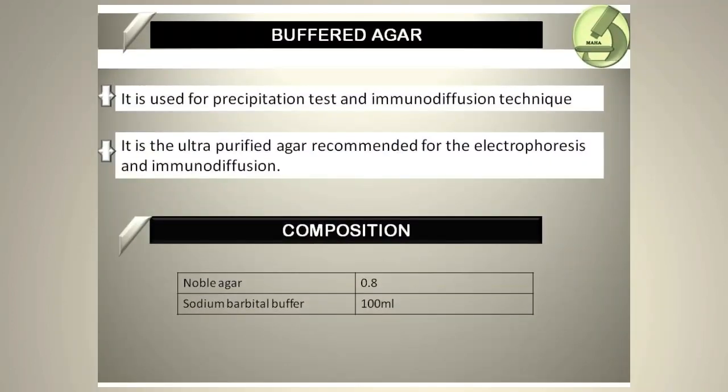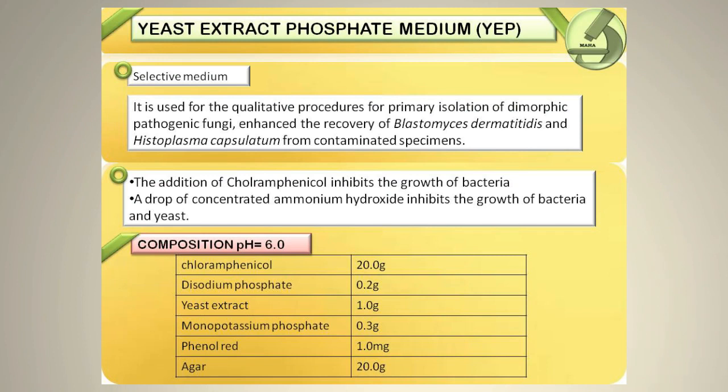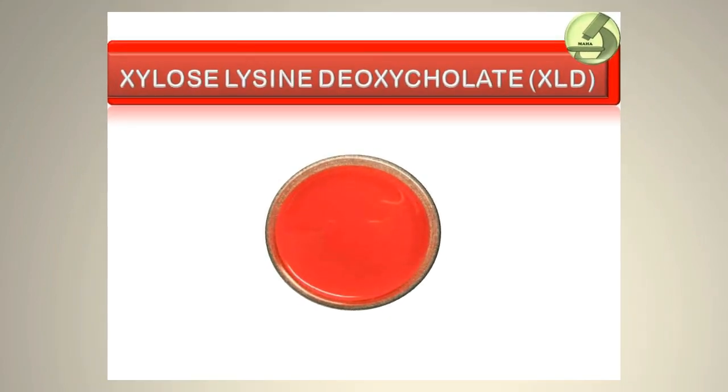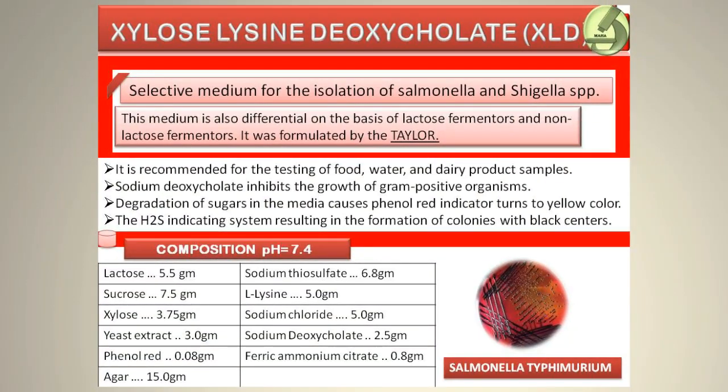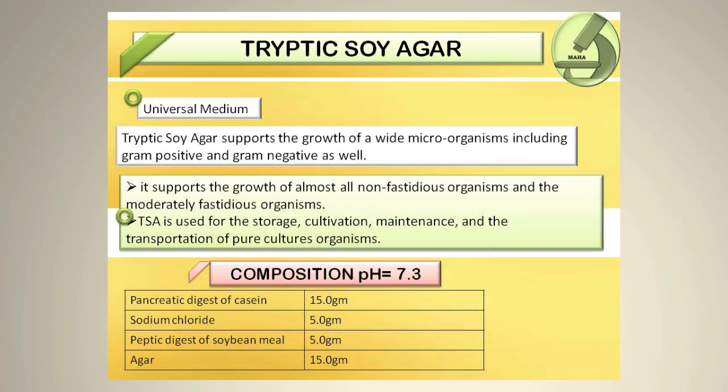Buffered agar. It is used for precipitation tests and the immunodiffusion technique. Yeast extract phosphate medium. It is a selective medium used for the primary isolation of pathogenic dimorphic fungi. Xylose lysine deoxycholate agar. It is a selective medium used for the isolation of Salmonella and Shigella species. Tryptic soy agar. It is a universal medium that supports the growth of a wide range of gram-positive and gram-negative organisms.